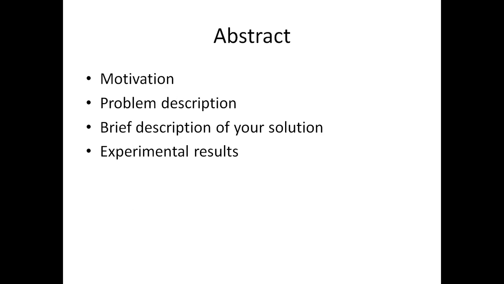So the abstract consists of motivations, problem description, brief description of your solution, and the experimental results. These are the four main objects of an abstract. If you focus on these four objects, then the possibility of acceptance should increase, and your paper can be published in good journals such as Information Sciences.